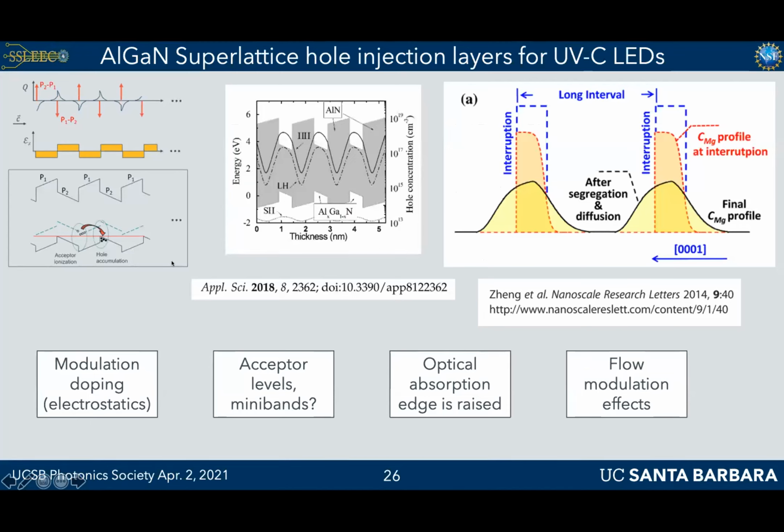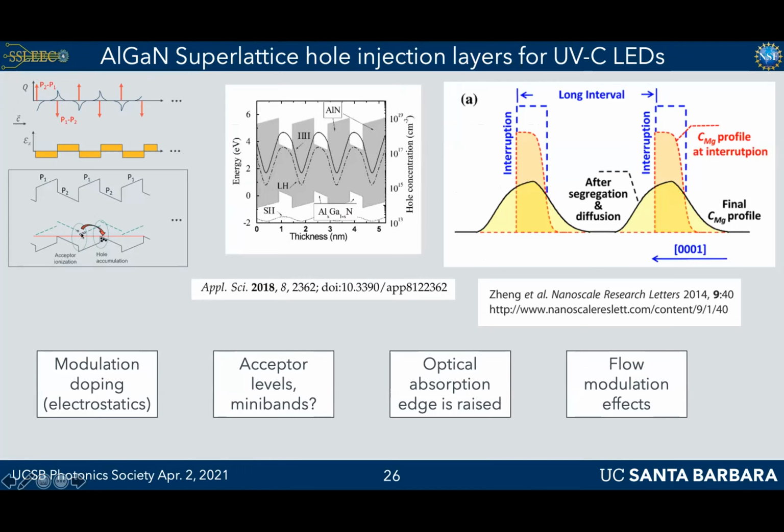So in aluminum gallium nitride, similar to GaN, it's very difficult to get good p-type material. It's even harder with AlGaN. But one thing you can do is use a superlattice where, because the material is polar, every time you have an interface between two materials in a superlattice, you get a sheet charge.